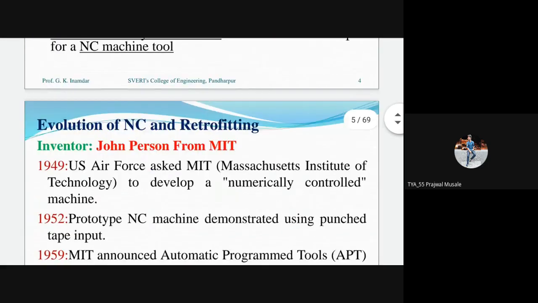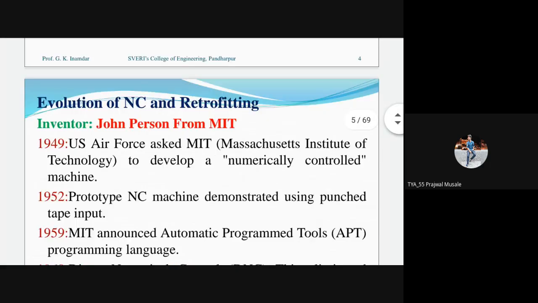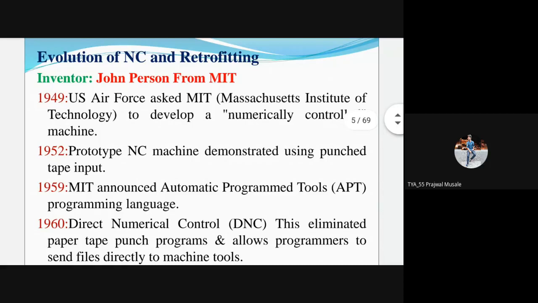Now these types of machines are also available in our workshop. So the first point is the evolution of NC and retrofit. NC is nothing but numerical control, and retrofitting is the maintenance of that component. Now let's see what the history of that NC system is.